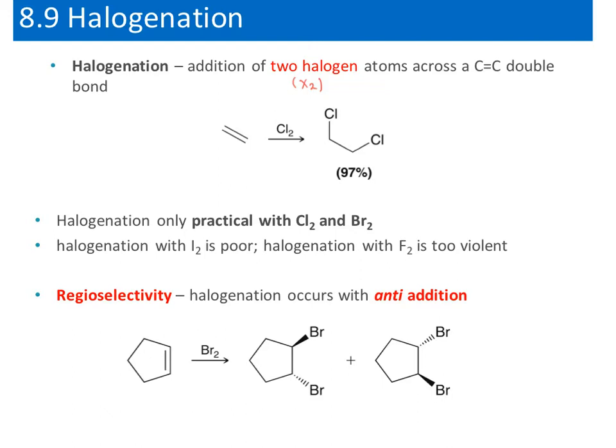So now about the stereochemistry of this reaction. Halogenation occurs with anti-addition. So for example, if you want to add Br2 across this double bond, if one of the bromines is in wedge, the other one is added in the dash. And of course, we are going to draw its enantiomer as well because we are forming two chirality centers. Now, we are going to discuss why addition in halogenation is in anti-fashion.